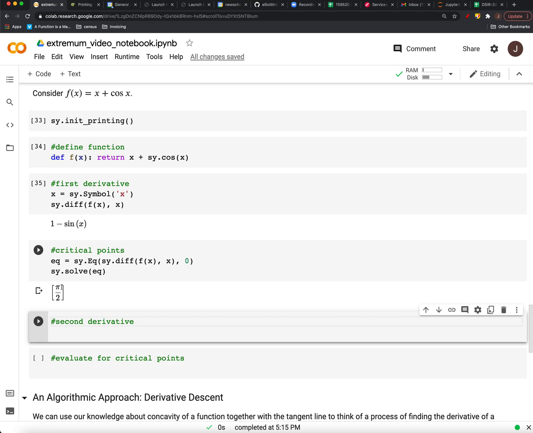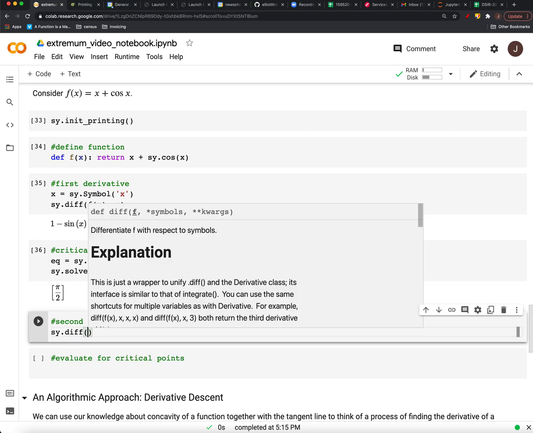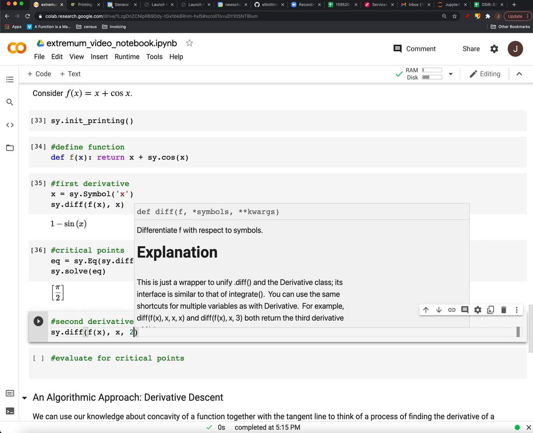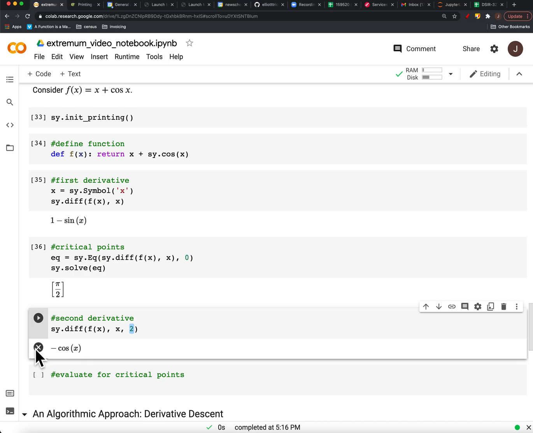All right. So now the other thing that we want to do is, this is our critical point. So with the second derivative test, we just need to plug that into the second derivative. Well, to find the second derivative in SymPy is actually quite nice. We just say diff of f of x with respect to x, and then we can enter, if we want a higher order derivative, like the second derivative, here we go. It's negative cosine of x.